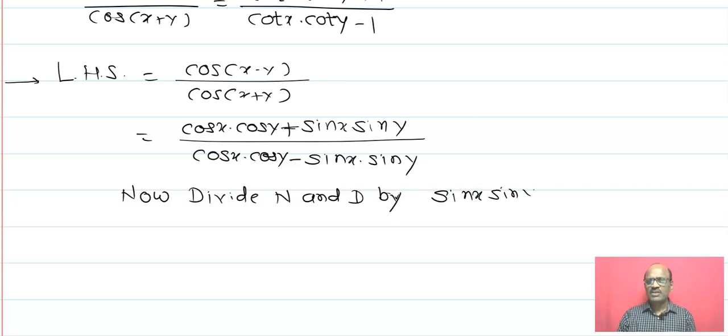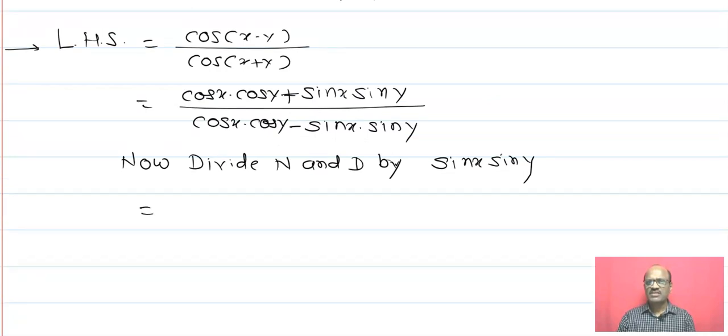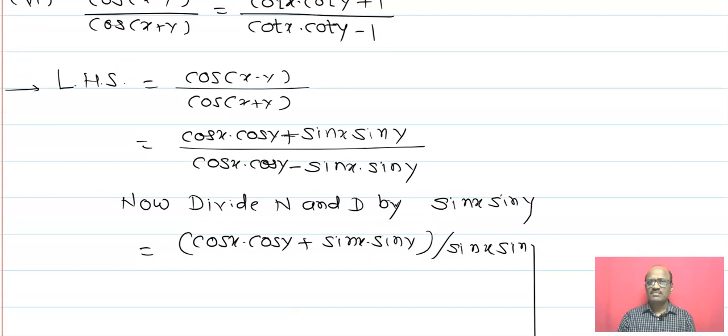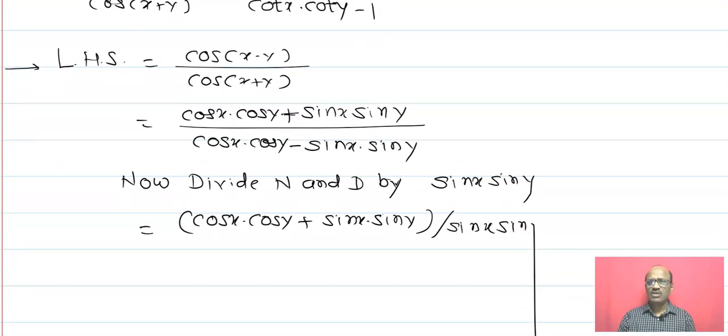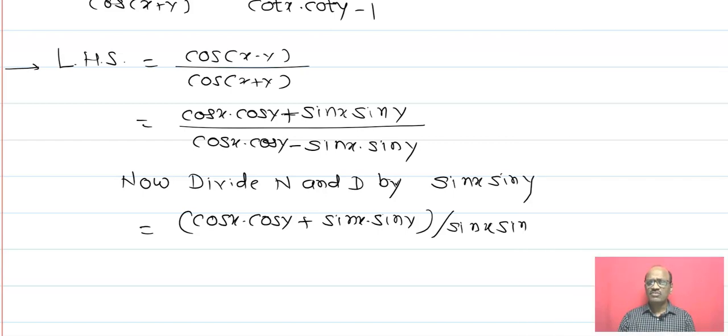Now see this: cos of x minus y upon cos of x plus y. Expand this: cos of x minus y is cos x cos y plus sin x sin y, upon cos x into cos y minus sin x into sin y. But if we see what we want to prove, there is the term cot x cot y. Therefore, in the numerator on the LHS, there is cos x cos y, and that's why we are dividing to bring that there.